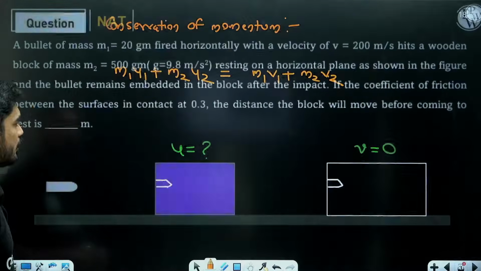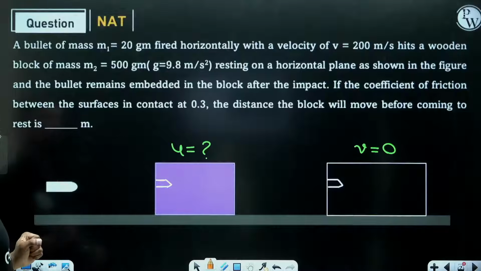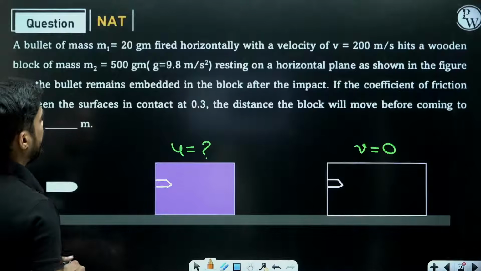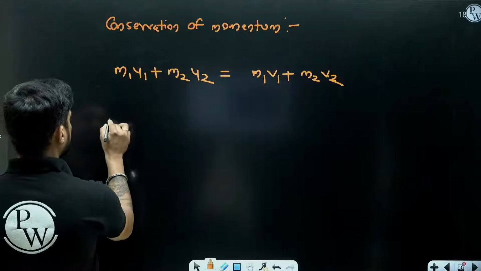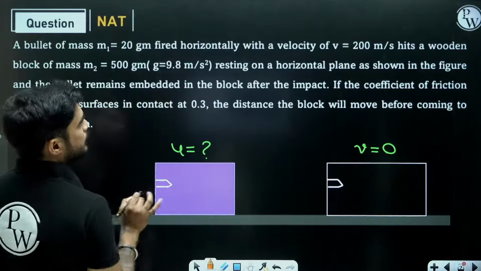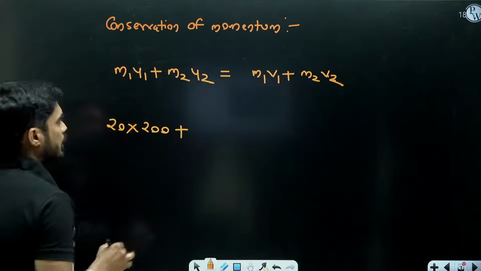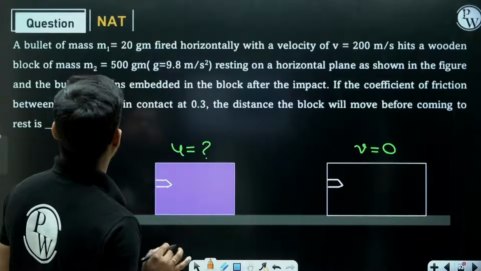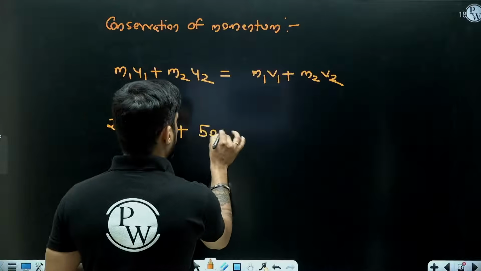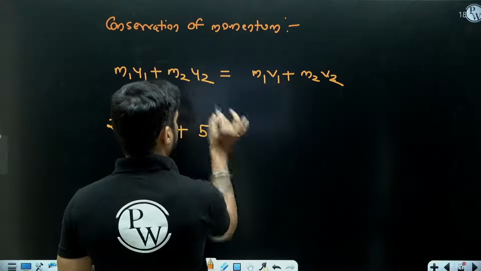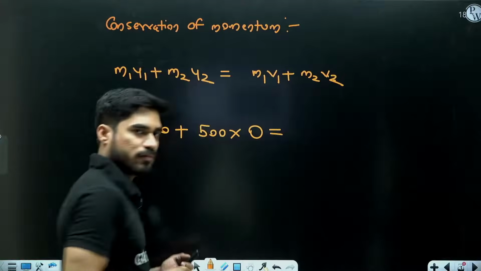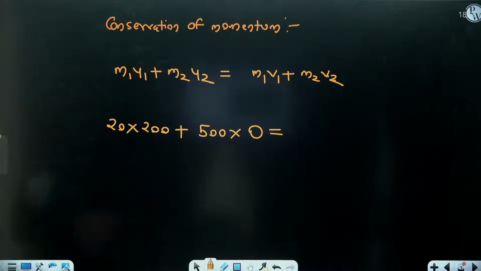Now understand, the first body is, let's say, the bullet. So the bullet has a mass of 20 grams, and the initial velocity of the bullet is 200 meter per second. Now the second body is the block, which has a mass of 500 grams. But the initial velocity of the block is 0. The block was at rest initially, right?